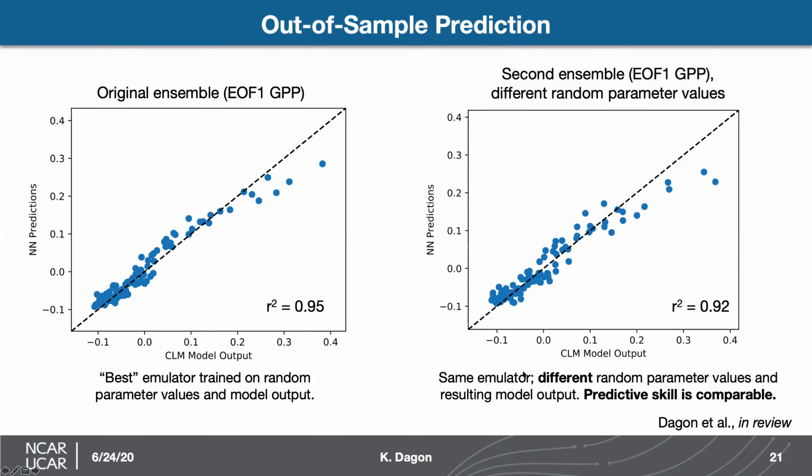And I saw that the predictive skill was very comparable. This was a nice result that gave us a lot of confidence in the ability of the emulator to generalize to unseen data, because these were parameter values completely different from the ones used throughout the training process. However, that same emulator is able to produce pretty good skill.